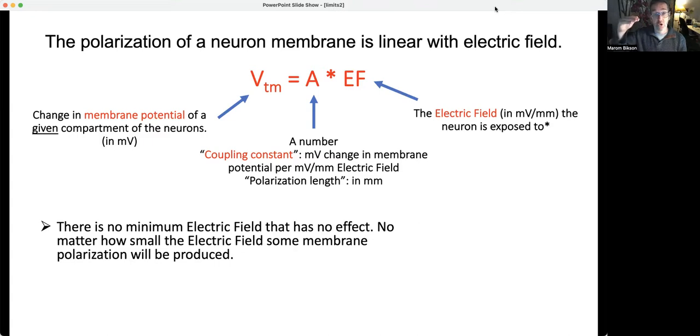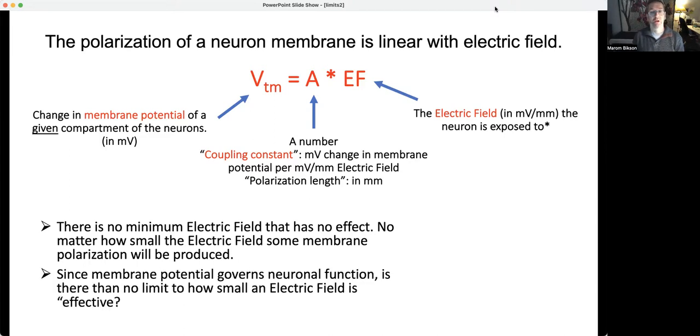No matter how low the EF is on that one side, you're going to get some VTM, right? So there's no electric field at which point you get no polarization at all. And then you may also say, well, because transmembrane polarization in neurons has such an important role in neuronal function, therefore, someone might speculate, there is no minimum electric field that is inert. No matter how weakly we stimulate, no matter how weak electric fields we're exposed to, they may always have the possibility of having an effect.